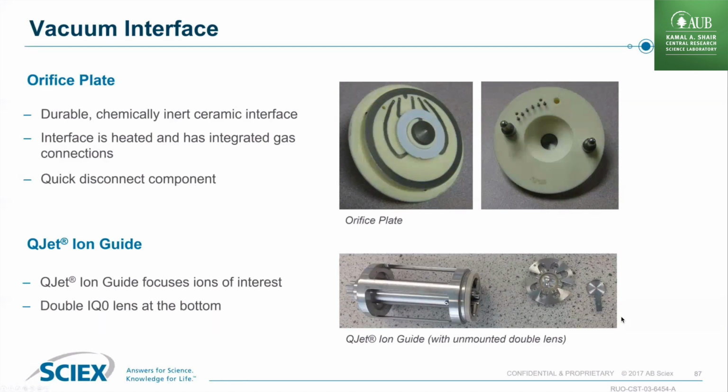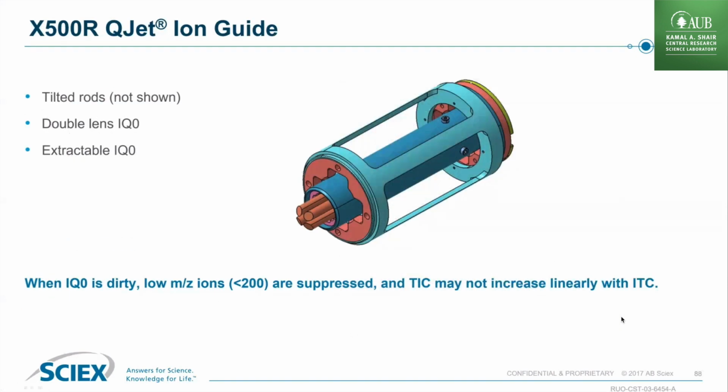And by changing the voltage, we can focus. So you can imagine that plate, here it is in green at the back, not a very nice green color. That's the lens, and it's called the IQ0, interquad 0. When it's dirty, you will start to see poor sensitivity for the smaller ions, less than 200 mass. And so then it's also time to clean.